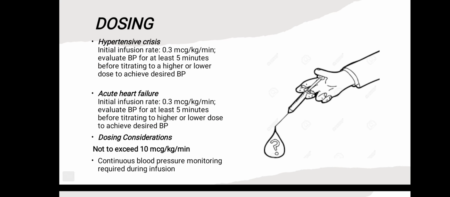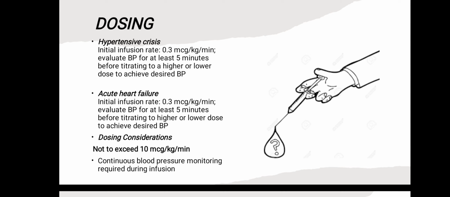Now, what is the dosing? In hypertensive crisis, the infusion rate is 0.3 microgram per kg per minute. This value may be decreased or increased depending on the weight of the patient. This is mainly given to evaluate the blood pressure for at least 5 minutes before titrating to a higher or lower dose to achieve the desired BP.